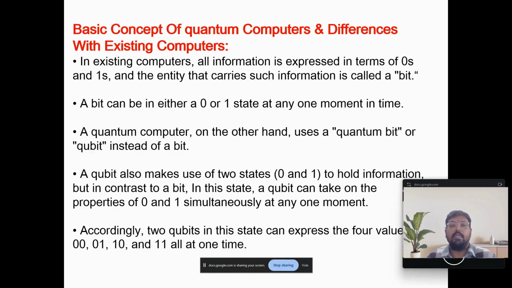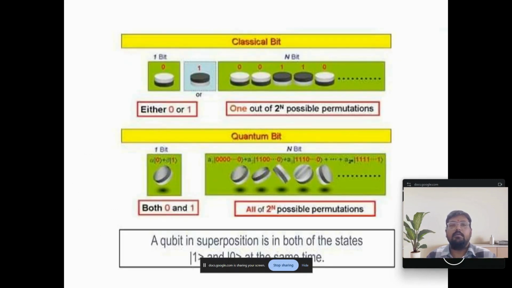But on the other hand, a quantum computer uses a quantum bit, or qubit, instead of a bit. A qubit also makes use of two states, 0 and 1, to hold information. But in contrast to a bit, a qubit can take on the properties of zeros and ones simultaneously at any one moment. Two qubits can express four values: 00, 01, 10, and 11, all at one time. So this is the classic definition of a bit and a qubit.